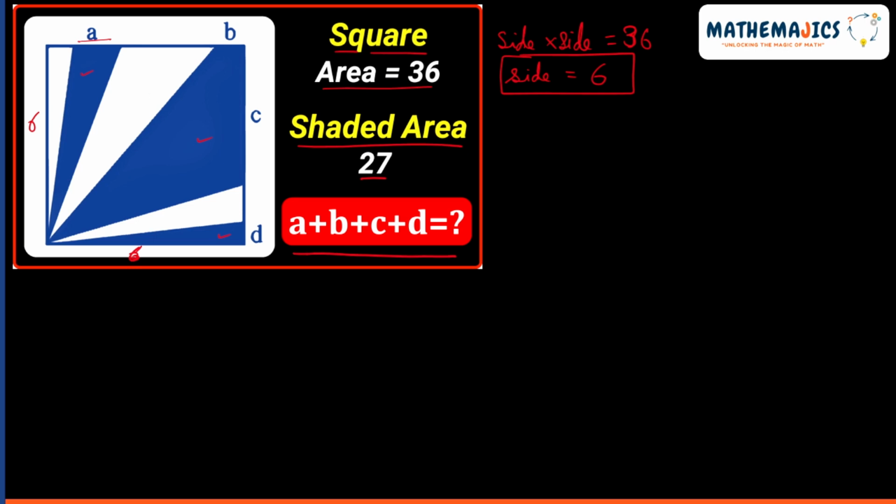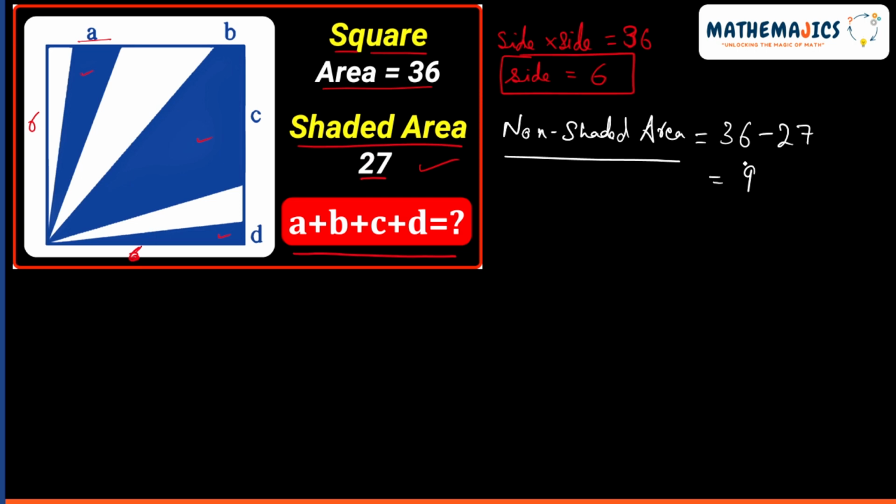Let's see. If the shaded area is 27, what will be the non-shaded area? What is this non-shaded area? The non-shaded area is the white colored triangles' area. Yes, these white colored triangles are the non-shaded area. Correct. So this will be the total area of the square minus the shaded area. This gives us 9. So the non-shaded area is 9. Yes. So can we find this non-shaded area using some formulas? Let's see.